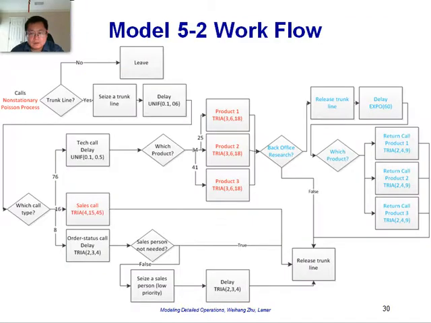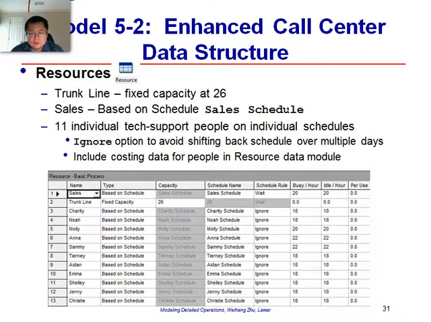According to the previous description, we update the workflow. The red modules are changed, the blue modules are new. We need to check the list of resources. Sales and trunk line are already there, but we need to change the sales resource type to based on schedule. We also need to add 11 tech staff by their names because each has a different schedule. That's a total of 13 resources.